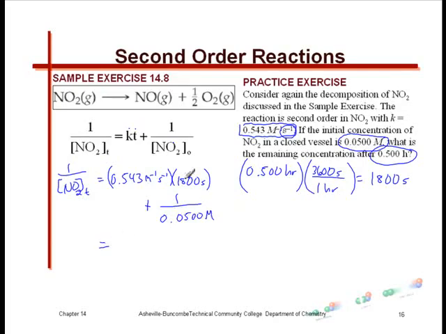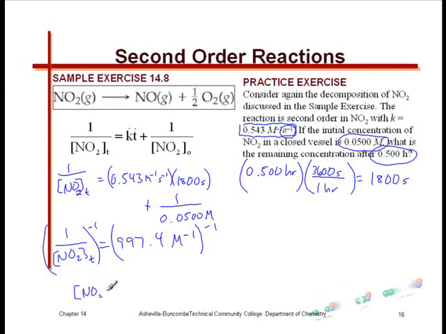Once I calculate all this, I get 997.4. That is going to be inverse molar if I factor in all of my units there. And then now what I have to do is, to get the denominator on top, I take the inverse of both sides. 1 divided by this number is the mathematical operation. And we get 10 to the minus 3 molar.